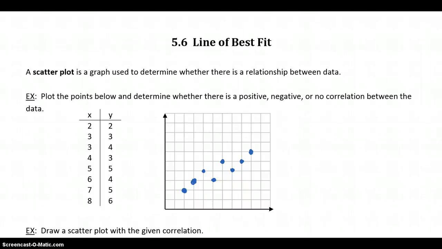Okay, so here we go. A scatter plot is a graph used to determine whether data has a relationship, basically. And it asks you to plot the points below and determine whether there's a positive, negative, or no correlation between the data. Now, we've not talked specifically about positive, negative, or no correlation, but I think after you guys plotted all of those points, you should be able to tell me, just by the vocabulary, what kind of correlation this has. And what did you guys think?